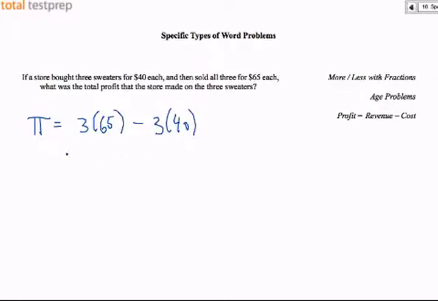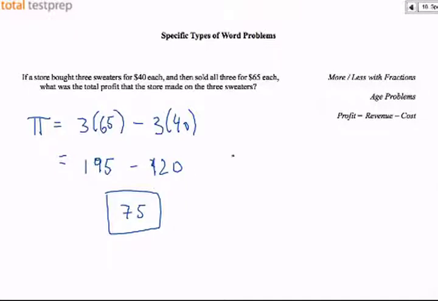And then you just work this out. 3 times 65 is going to be 195. 3 times 60 is 180. 3 times 5 is 15. 180 plus 15 is 195. Minus 3 times 40, which is 120. 195 minus 120 gives us 75. So the store made $75 on the 3 sweaters.